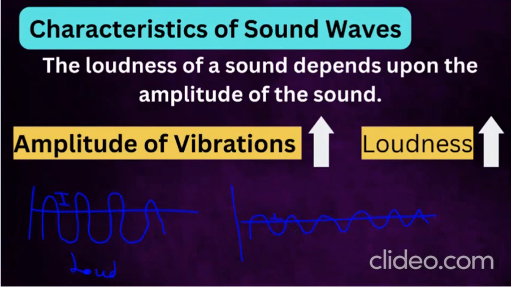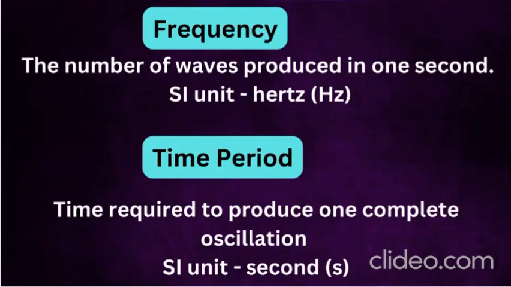Okay, next is frequency. Frequency is the number of waves produced in 1 second. How many waves are produced in one second is known as the frequency of the sound. The SI unit is Hz, that is hertz. Hertz is the SI unit because it was discovered by the scientist Heinrich Rudolf Hertz, so in honor of him it is taken as hertz.